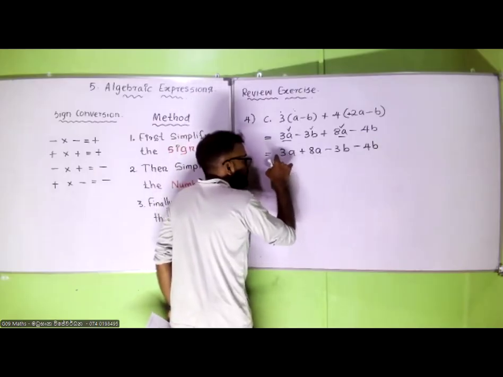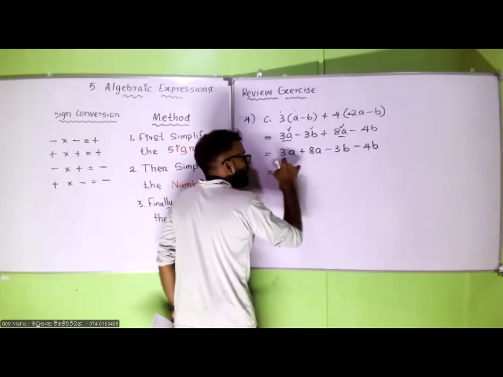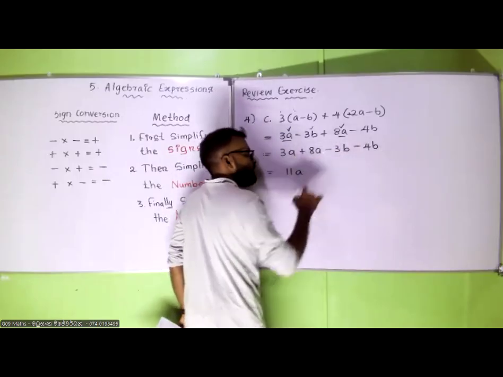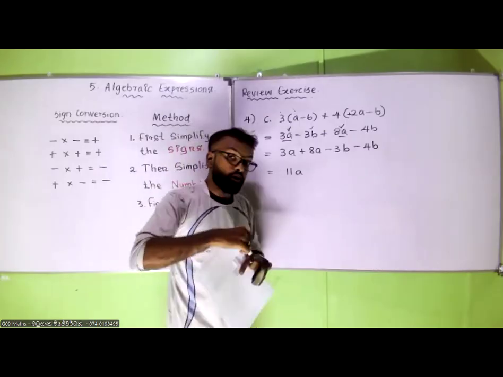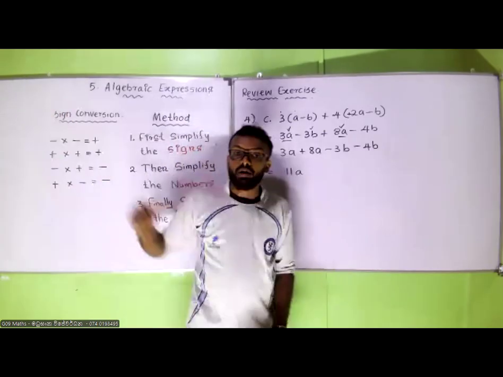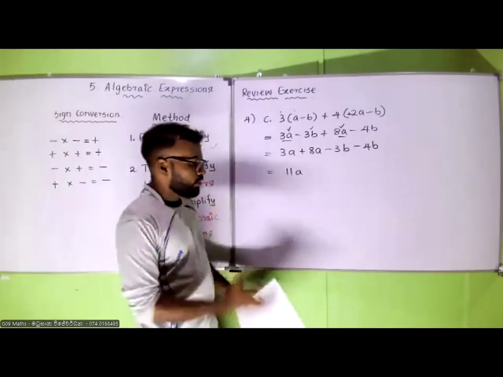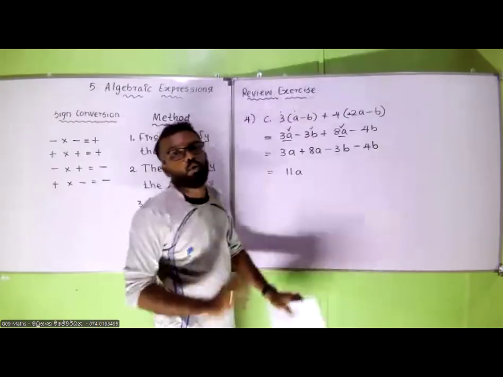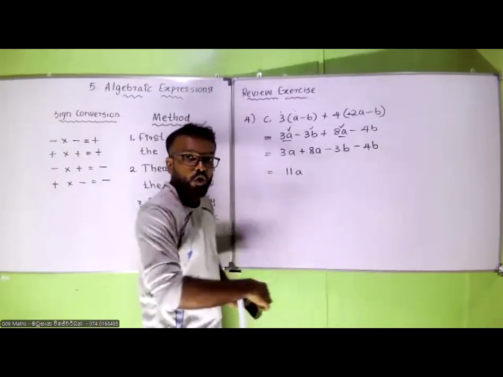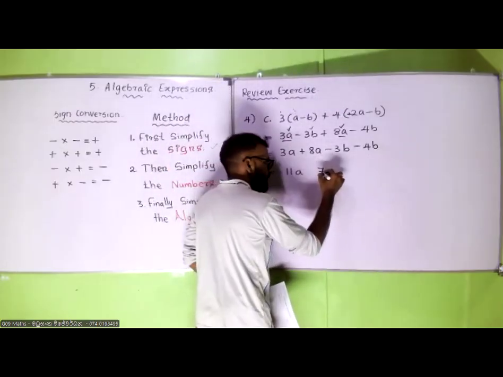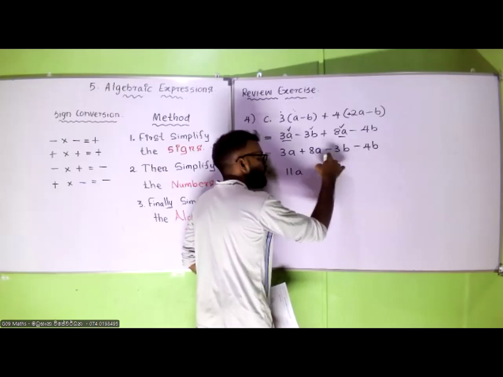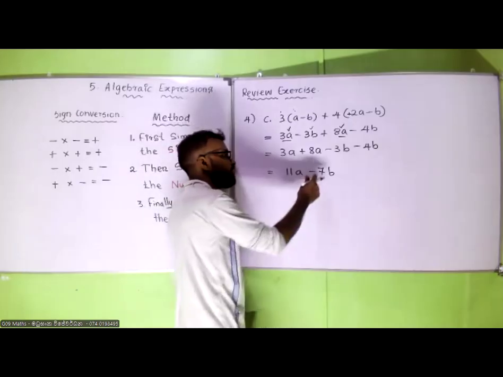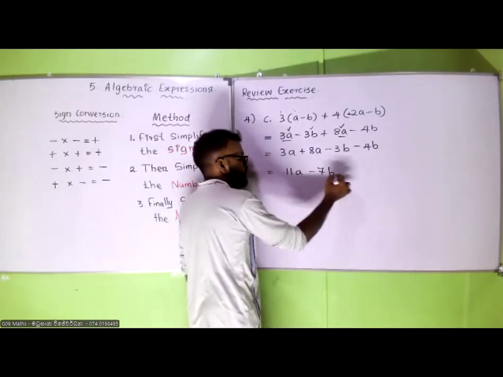Now the same boat. Positive 3a plus positive 8a. 8 plus 3, 11a. 11 apples. Negative 3b, negative 4b. That means negative 3b into the same boat. Negative 4b into the same boat. So 3 plus 4, 7 bananas, and the sign negative. Both of them are negative, so you have to put the same sign here. So this is your answer.